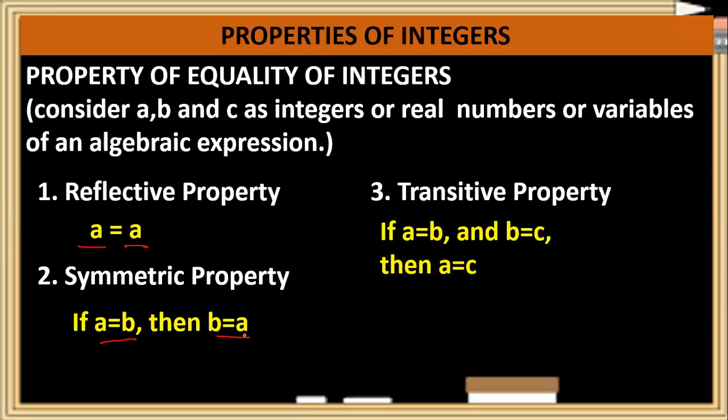Next is we have the transitive property. So sa transitive property natin, if A is equals to B and B is equal to C, then therefore, A is equal to C. Okay? So kasi kung titignan nyo, pwede natin yan isulat A equals to B, then B equals to C. So therefore, pareho lang silang lahat. Okay? So that is what we call the transitive property.